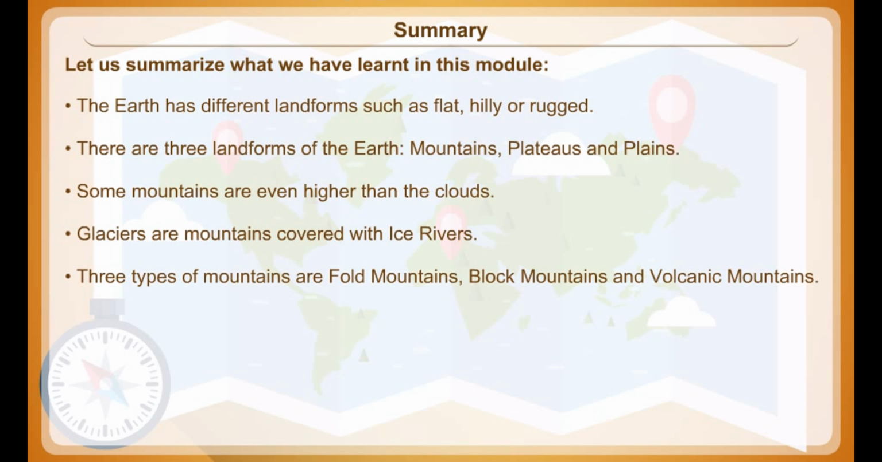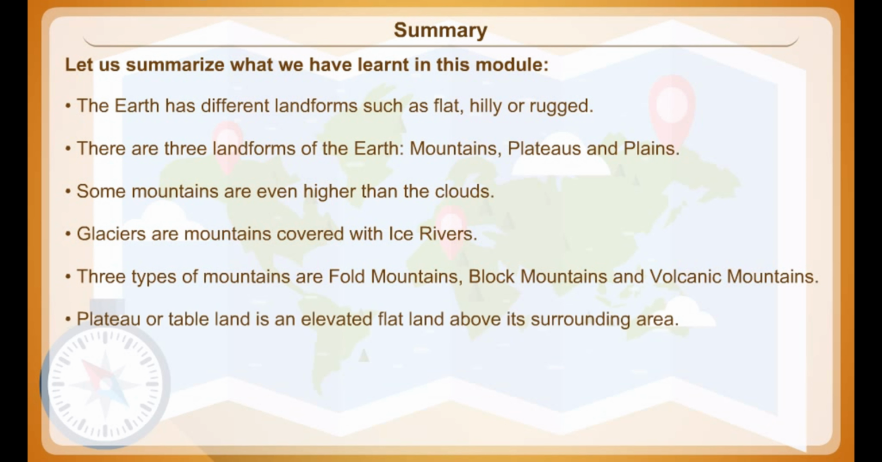Three types of mountains are fold mountains, block mountains and volcanic mountains. Plateau or tableland is an elevated flat land above its surrounding area. The large flat land above the sea level is called plains.